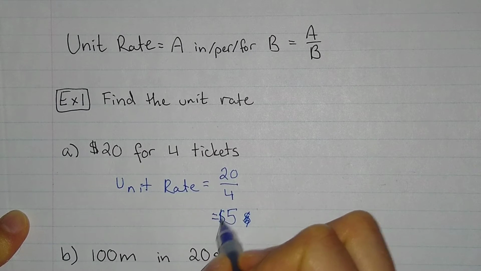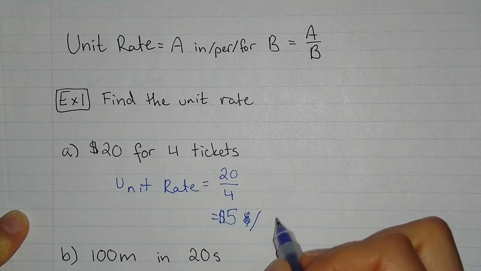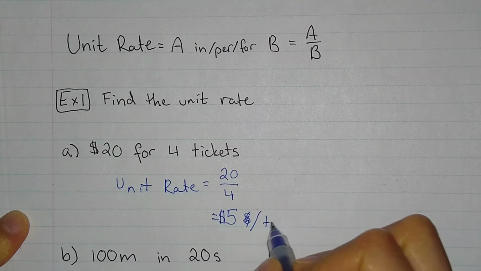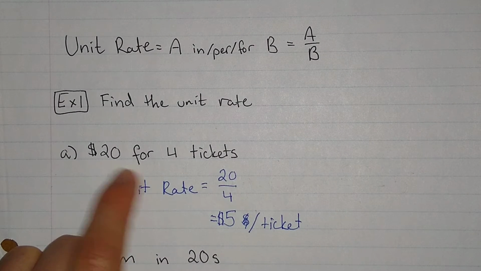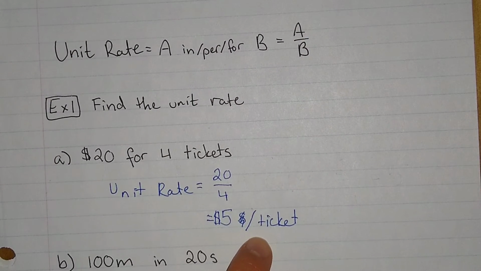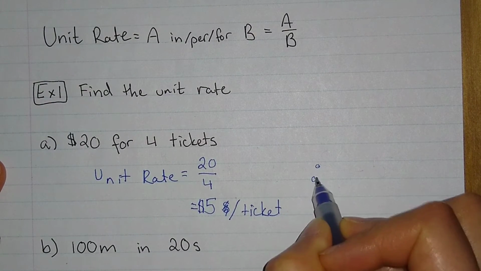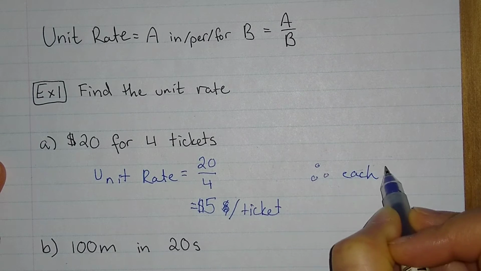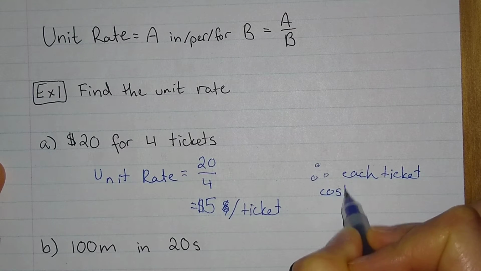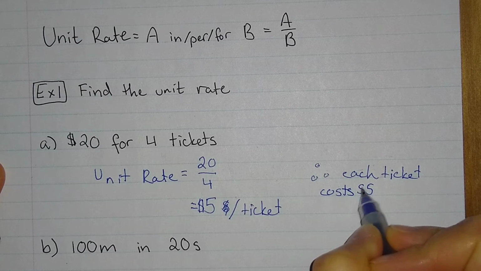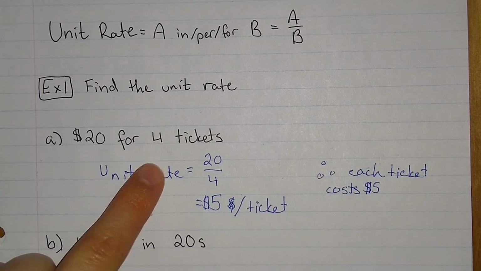actually I'll put it in front here. You'll put there, and then you'll put this line, and then whatever was on the bottom, in this case tickets, you'll put here. So all this does is it switches this for 4 tickets to a per 1 ticket. So $5 a ticket. So you can say, therefore, each ticket costs $5. So once again, dividing gives you the cost per 1 item instead of per 4 or 7 or whatever.